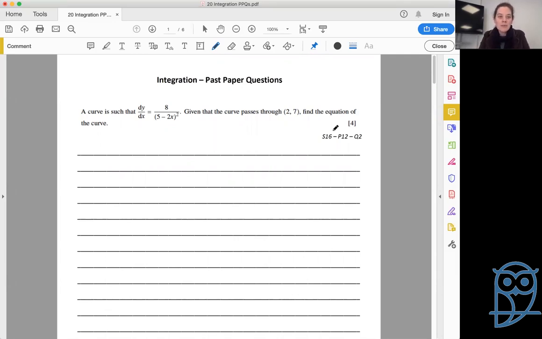Starting off from summer 2016, we have a curve is such that dy by dx equals 8 over (5 minus 2x) all squared. Given that the curve passes through (2, 7), find the equation of the curve. So this is one of those where we're going from a derivative back up to a curve. So we're just simply reversing the differentiation. In this case, we've got a function here that is not in calculus format. So we're going to have to do some playing with that as well. And then we're going to be working up to y and then using our point to get our particular solution.